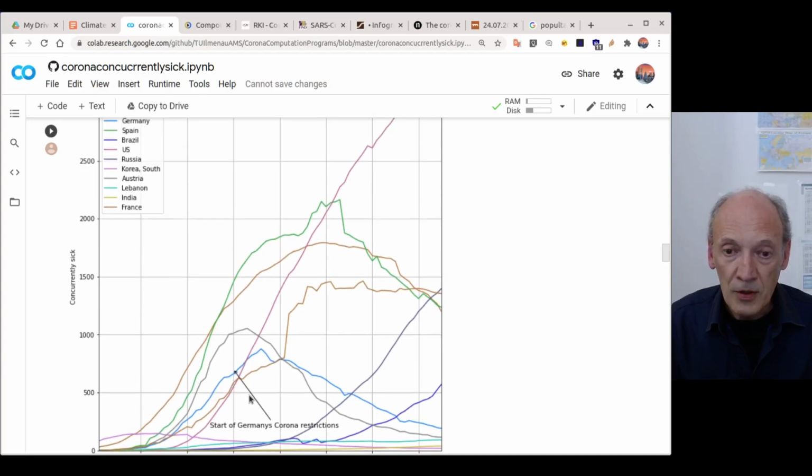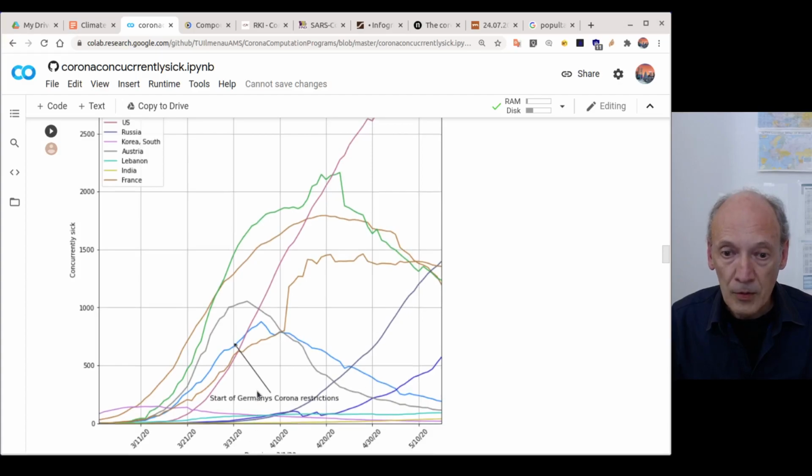And you can see here at the end of March, there was the start of Germany's corona restrictions. And about a week later, the curve, instead of continuing to rise, like the US did, had a decline all of a sudden. So that's remarkable. Similar to Austria, right? They introduced those measures a little bit earlier, and that's why they also had an earlier decline. Germany also shows a clear decline.